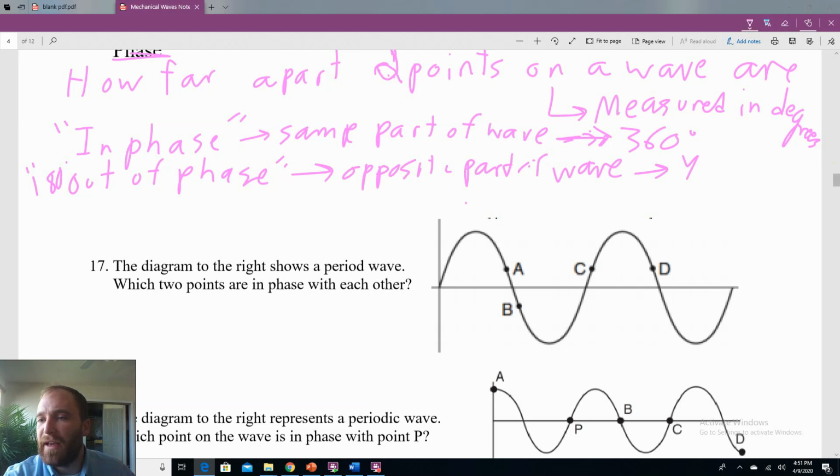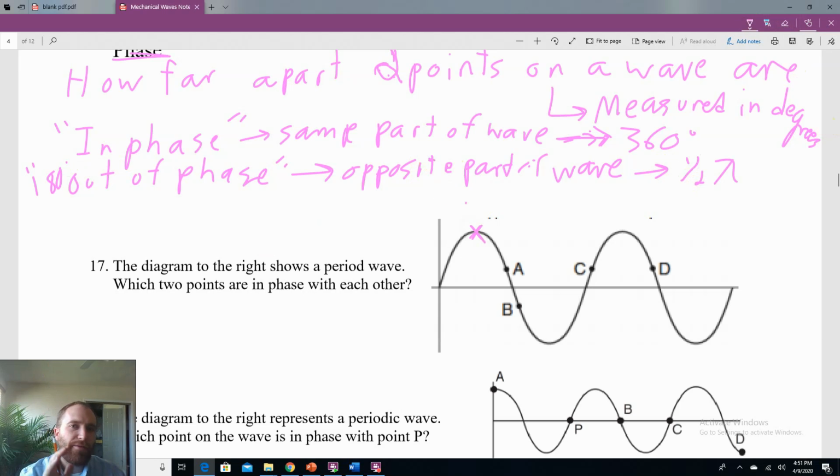Which would be a half a wavelength. So I'm going to just write in 1/2 lambda. Okay, so you are on the opposite part of the wave. So if you're 180 degrees out of phase, you're on the opposite part of the wave. As an example, let's say you're at the top here. Well, that's the crest of the wave.